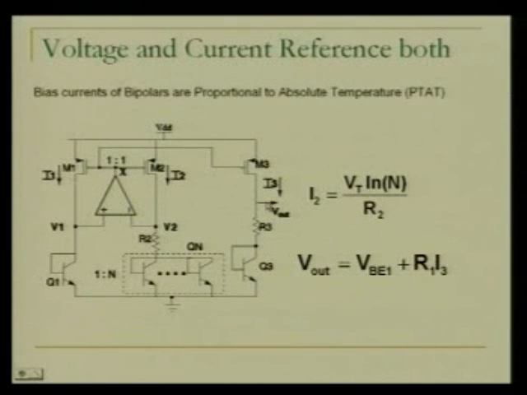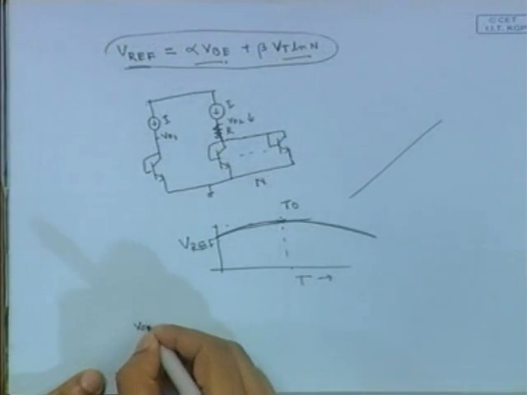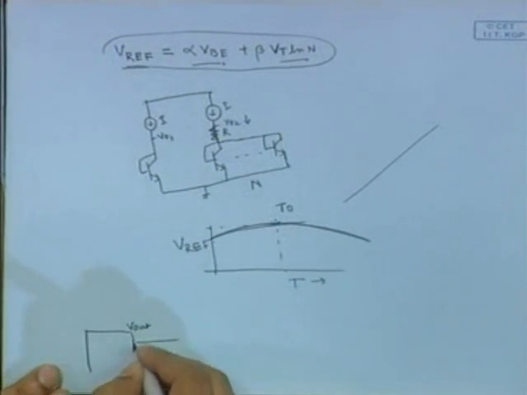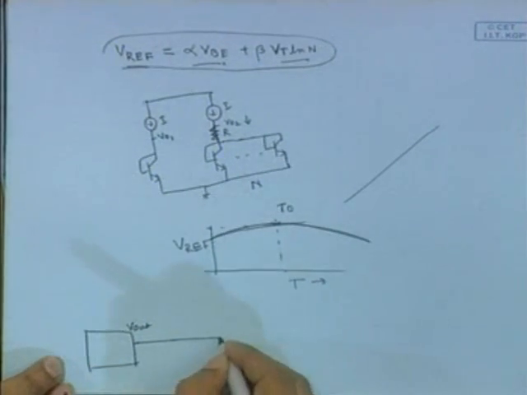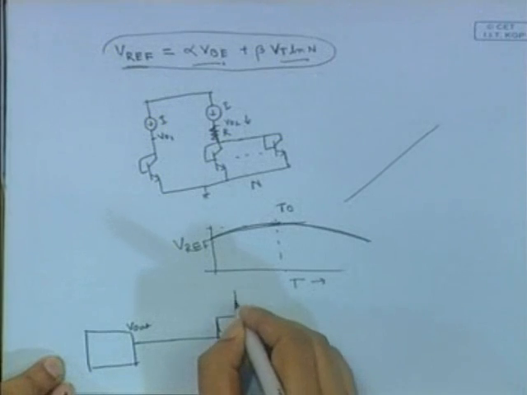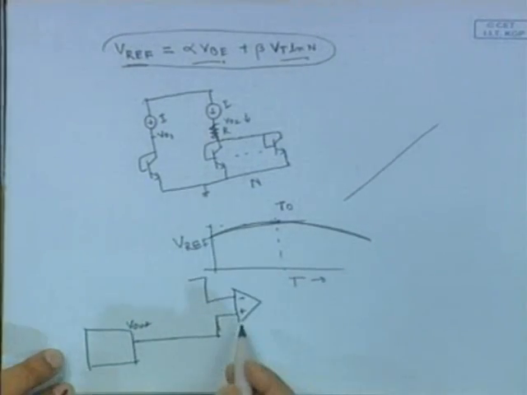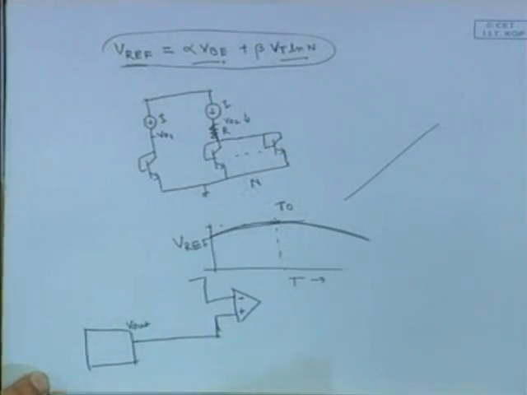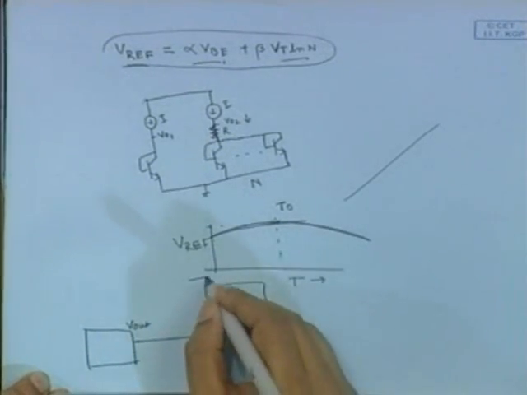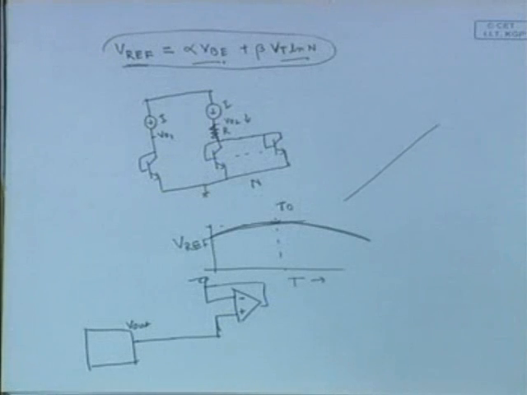Suppose this is the V out, you put the building block here, and you can use it at the input of the op amp. So this is the generation of my reference voltage.